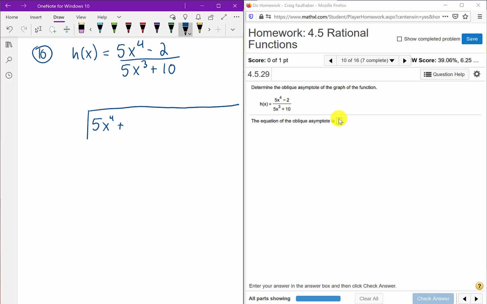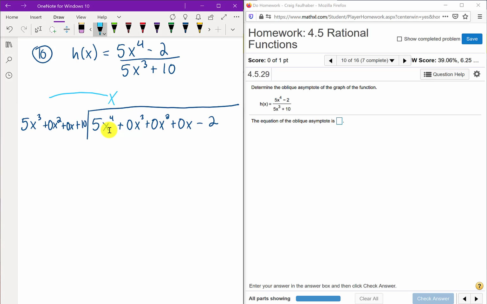Probably the best way to do this is to write out each descending term for x regardless of whether it shows up in the polynomial or not. We're basically making space for our polynomial long division. I'm going to do the same thing with our divisor, though it may not be quite as necessary. Okay, let's ask the question, what would we multiply by 5x cubed to get 5x to the 4th? And the answer is x.